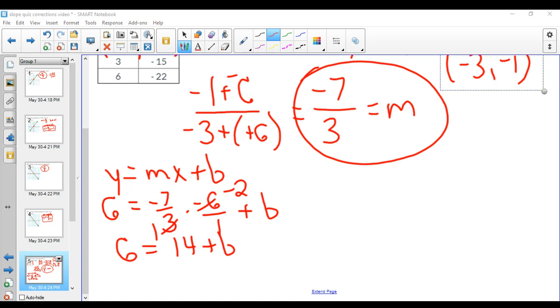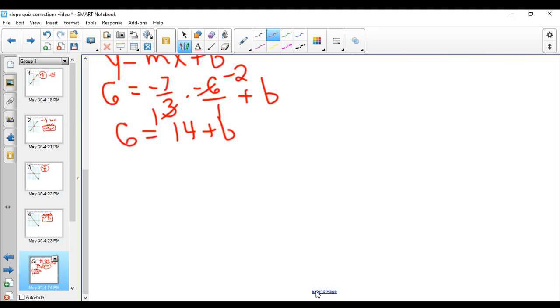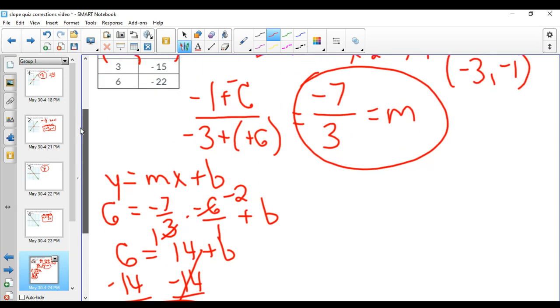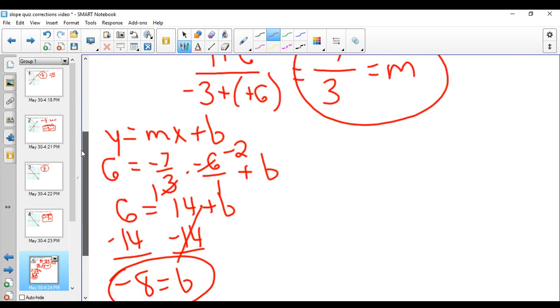So now I have just one step left. Let's see if I can move this out of the way so I can extend the page. Okay, so my last step would be subtract 14 from both sides. These cancel out, and then that gives me -8. So I have my two pieces that I need. The slope is -7/3, and then the y-intercept is -8.